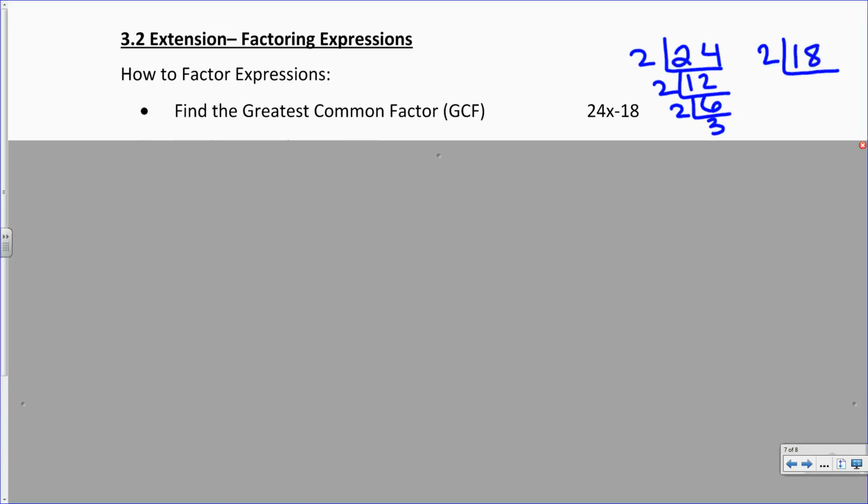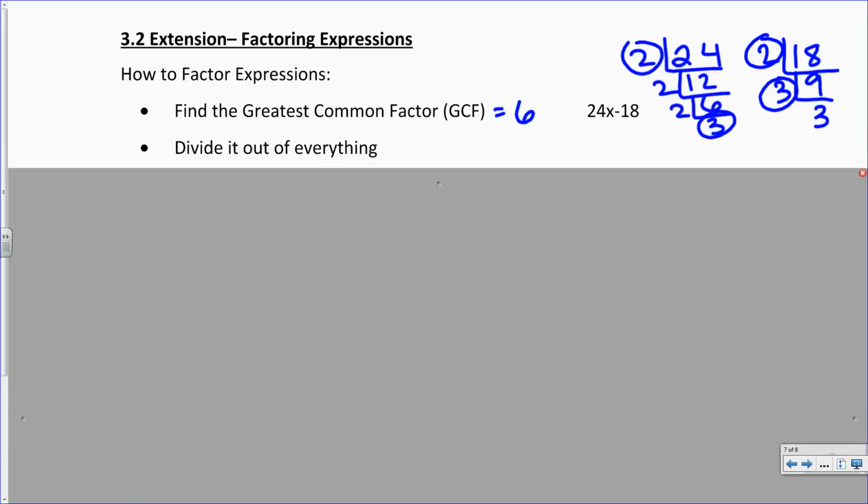Same thing for 18. 2 goes into 18 9 times, which is 3 and 3. So now if I look at what's in common, there is a 2 in both, and there is a 3 in both. So 2 times 3 is 6. So 6 is my greatest common factor in this case. Some of you might have been able to look at 24 and 18 and known that it was 6. So now you're going to divide. So after you find the greatest common factor, you're going to divide it out of everything. So I'm just going to write 6 underneath here to remind me that I'm dividing.